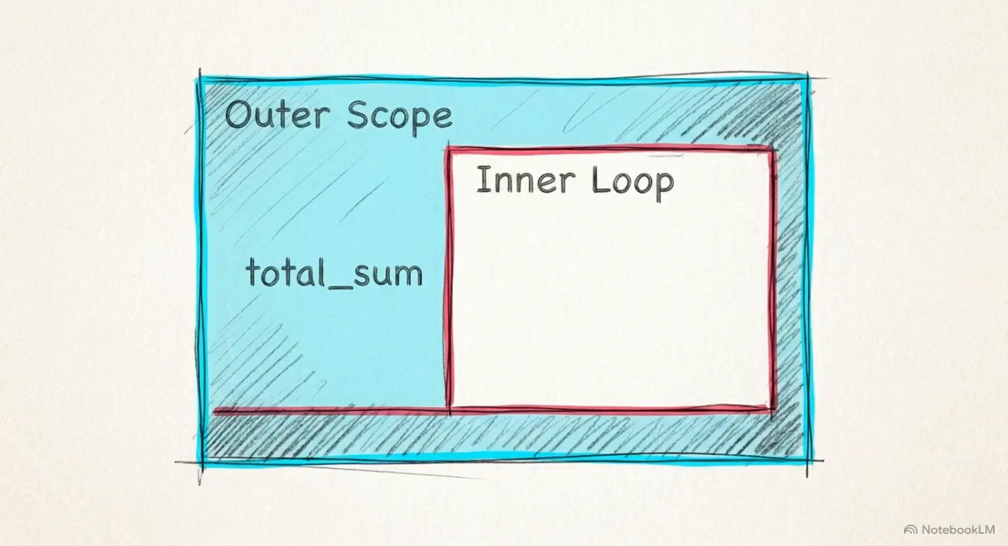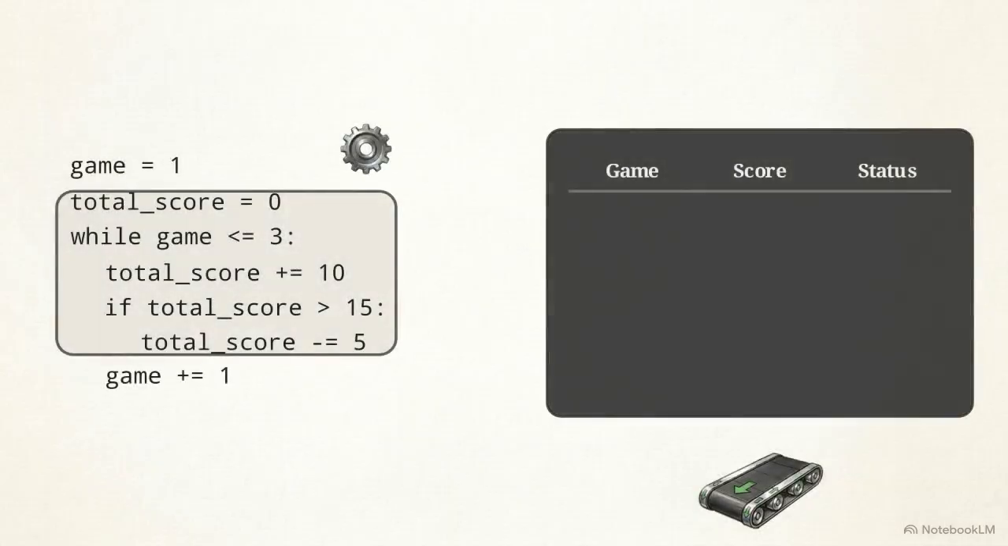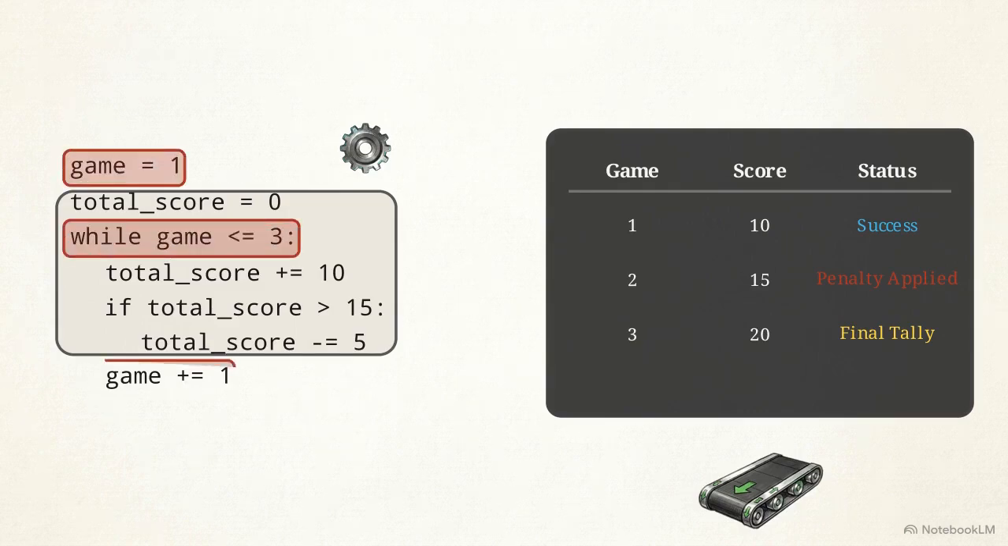To correctly track data, your variables must be initialized in the outer scope. That ensures they survive the repetitive execution of the inner loop body. Let's scale this up to a complex task, like tallying game scores with specific conditions. Even with nested logic inside the body, the loop remains stable. The outer initialization, control, and update commands hold the entire operation together.